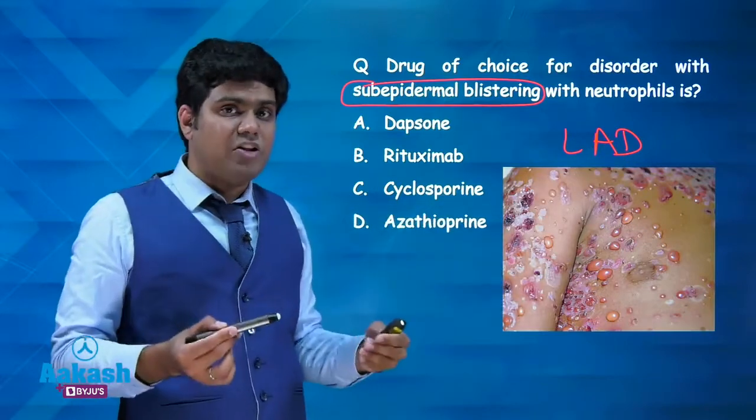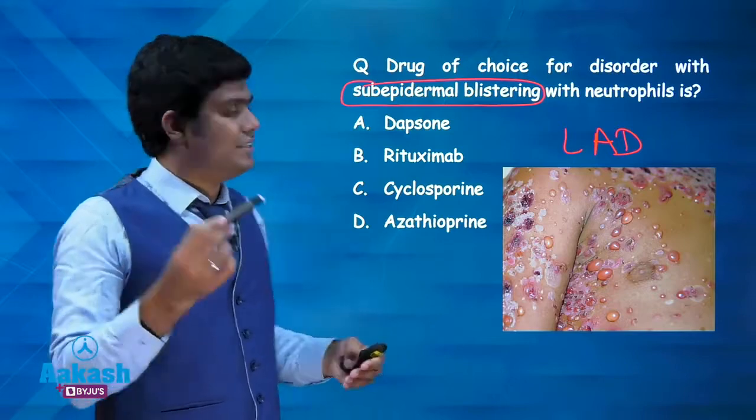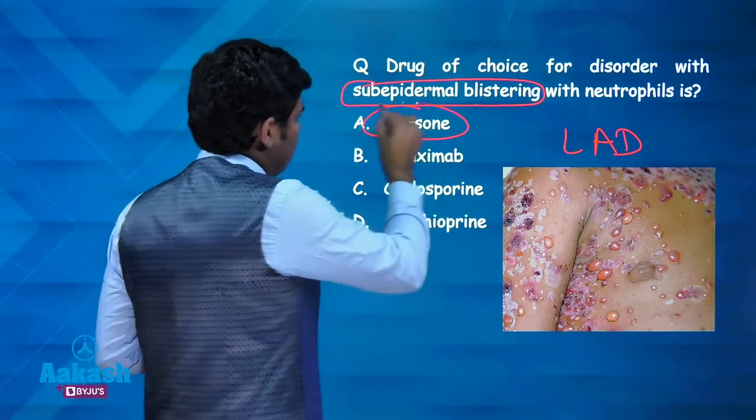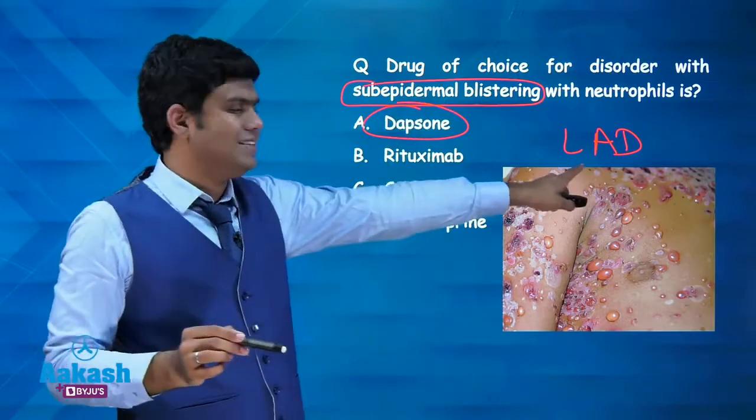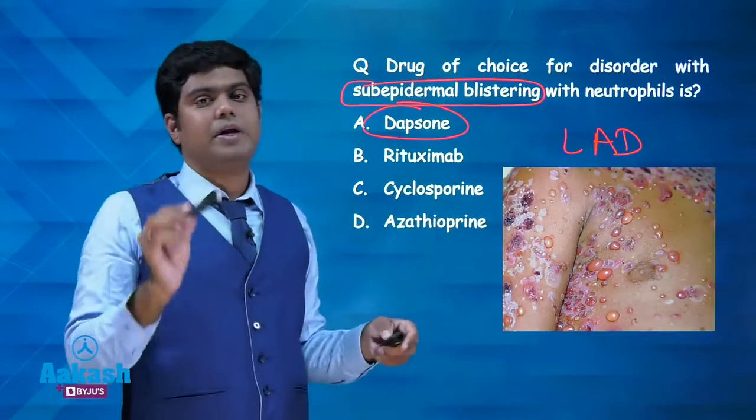And what is the management? What is the drug of choice for linear IgA disease? It is dapsone. Remember, dapsone is the drug of choice for linear IgA disease. It is also the drug of choice for dermatitis herpetiformis.